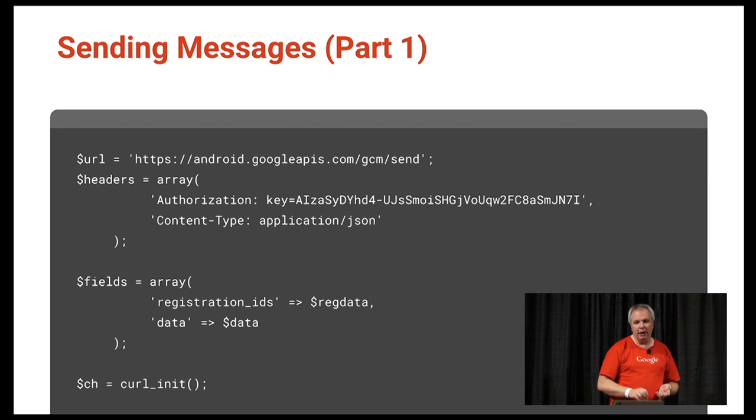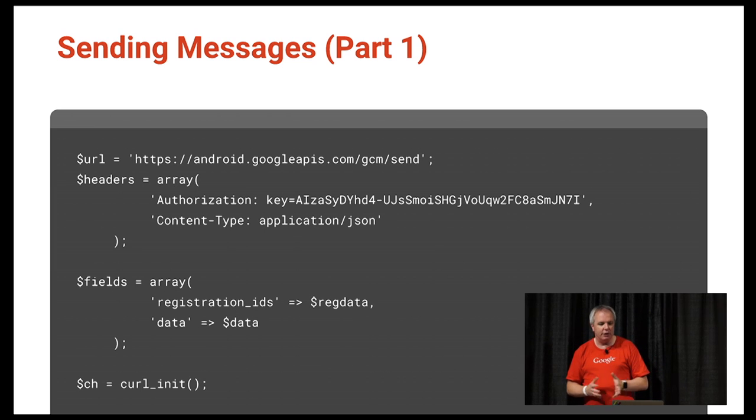This is your API key. You put it in the authorization header. And the content type that I'm going to post to this is JSON. That also goes in the header. And then finally, how I send the data to it.